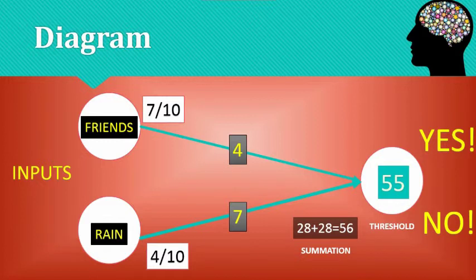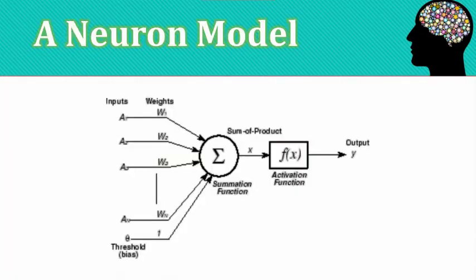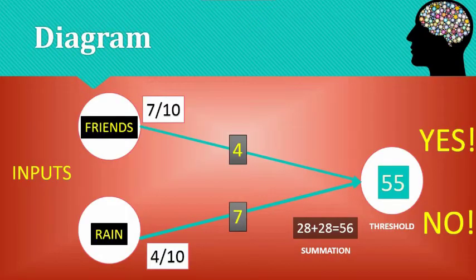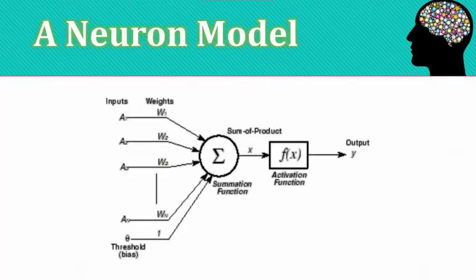So the summation function that you can see, and the activation function will decide whether the summation is greater than or less than the threshold value, and it will give the output.